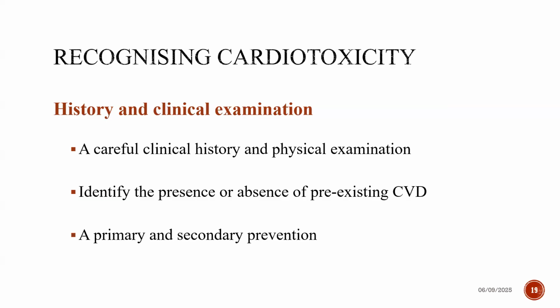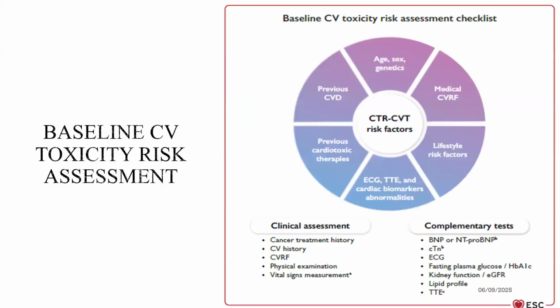Okay, so now how do we recognize cardiovascular toxicity? Identify whether the patient is likely to have chemotherapy-related cardiac dysfunction or not. And in the history, we want to identify the presence or absence of pre-existing cardiovascular disease, and also primary and secondary prevention strategies. And this also includes a baseline cardiovascular risk assessment.